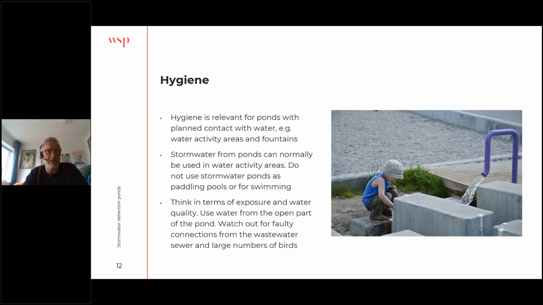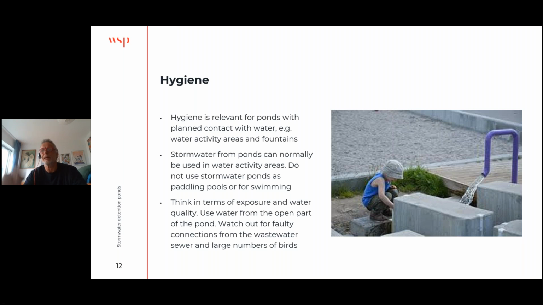Another thing is hygiene, because this is not clean water. It's stormwater that has washed surfaces, roofs, and roads, and so on. And hygiene is relevant when you plan for contact to the water. So if it's just a lake meant for looking at it and walking around it, hygiene is not that relevant. But as soon as you start planning for contact with the water, in this case, as a water playground supplied with water from a detention pond, you have to make sure that the water is relatively clean.